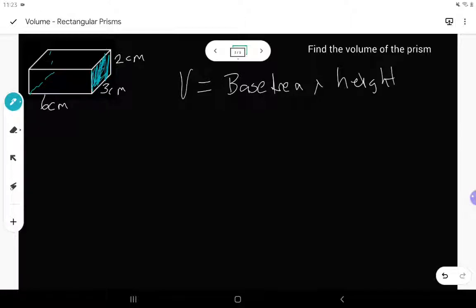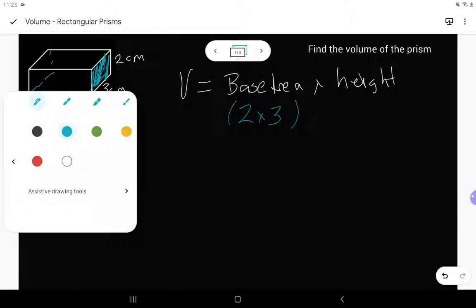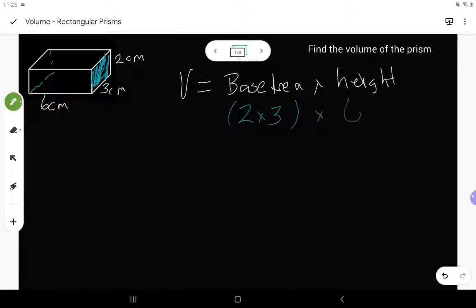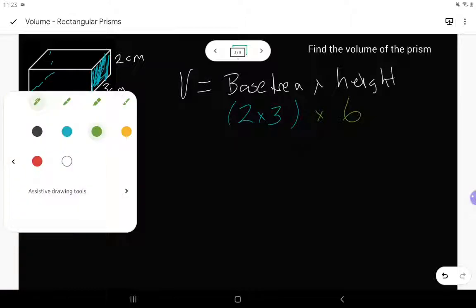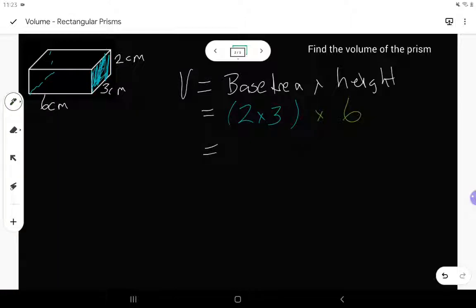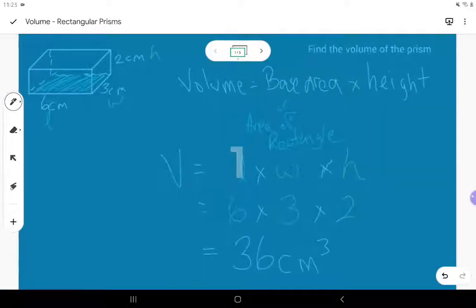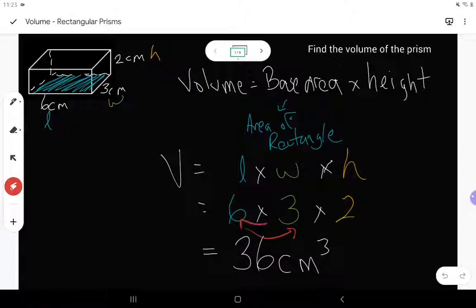So my base area now would be the 2 times 3, and my height would be the 6, the remaining dimension not used in my base area. And if I was to go in a different order than we did last time, 2 times 3 is 6, and 6 times 6, I still get 36 centimeters squared. Now that's because I said multiplication is commutative, right? And that means if I move these around and switch spots, I'm still going to get the same thing because all I'm doing is multiplying.